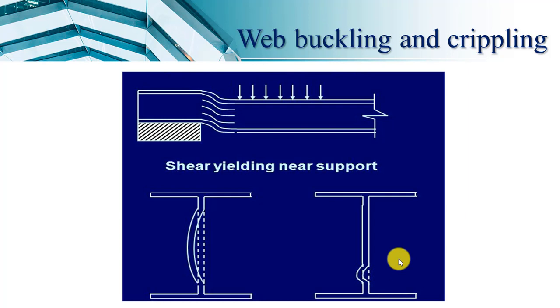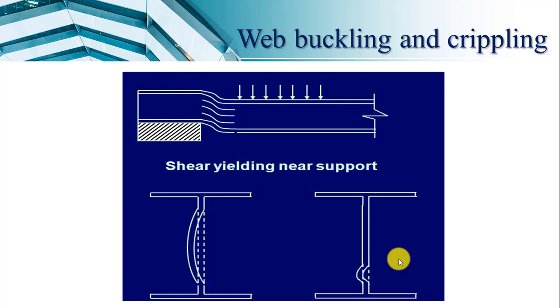Mainly in the design of these laterally supported beams, these two checks are the most important ones. We need to apply the check for web buckling and web crippling. As in the previous part, we saw shear yielding of the web. Because of that shear yielding itself, these two different failure modes can take place. So either it can be web buckling or it can be web crippling.